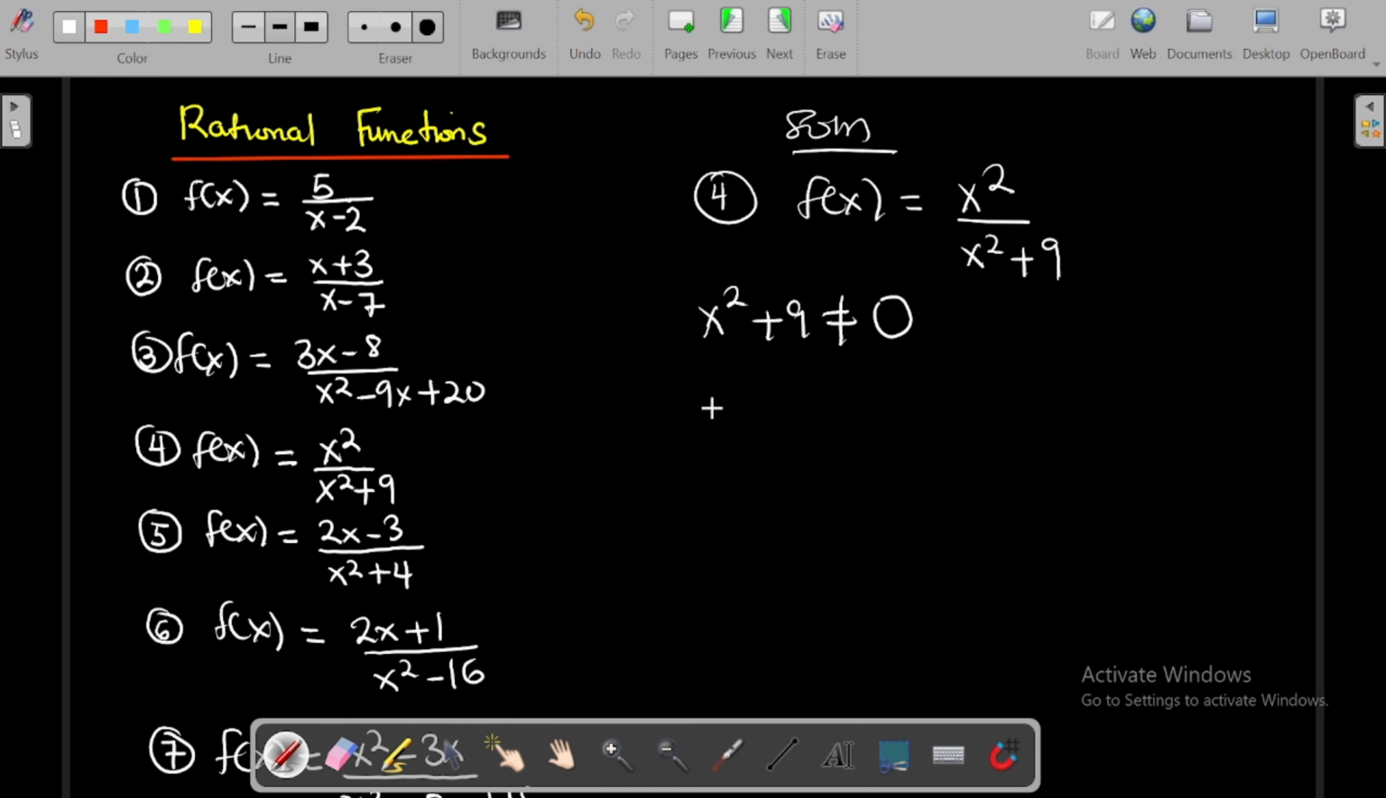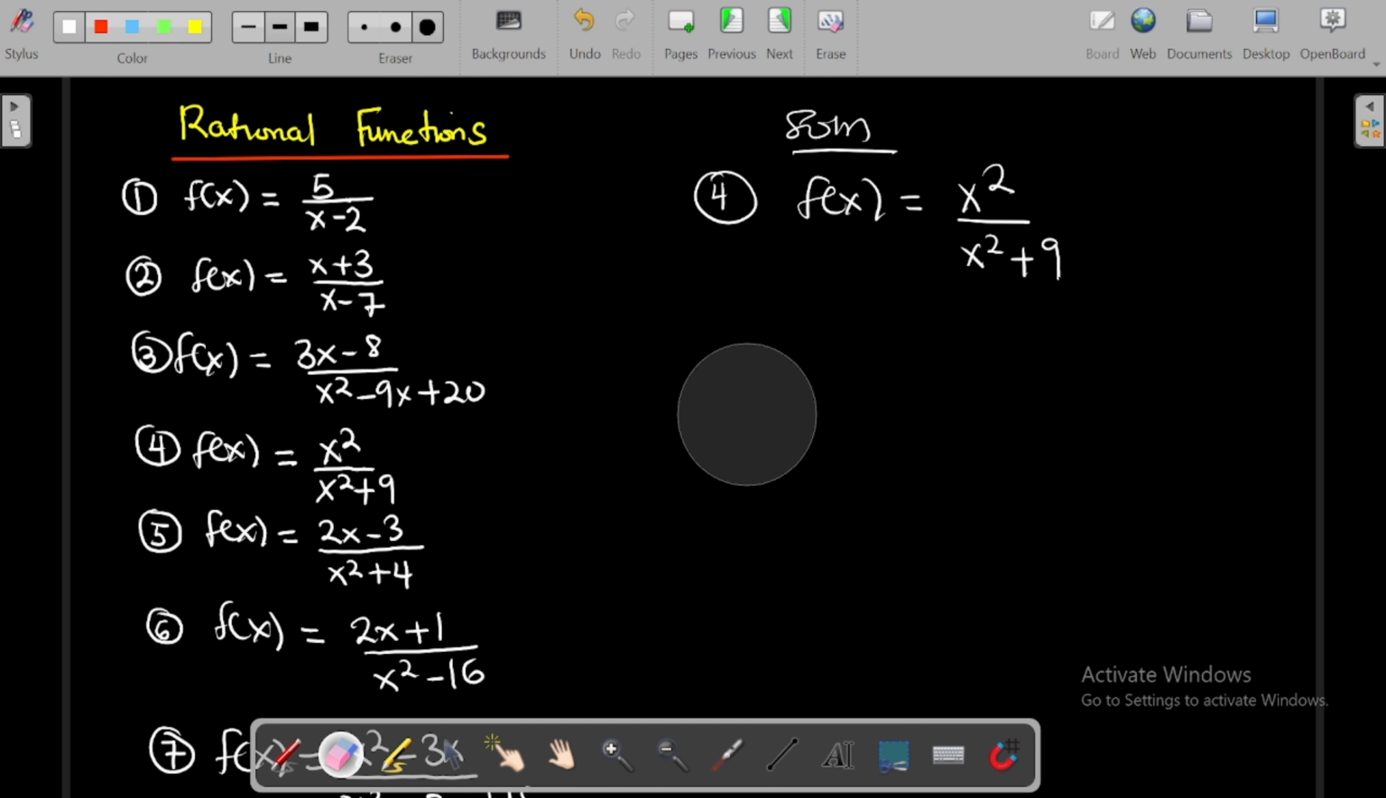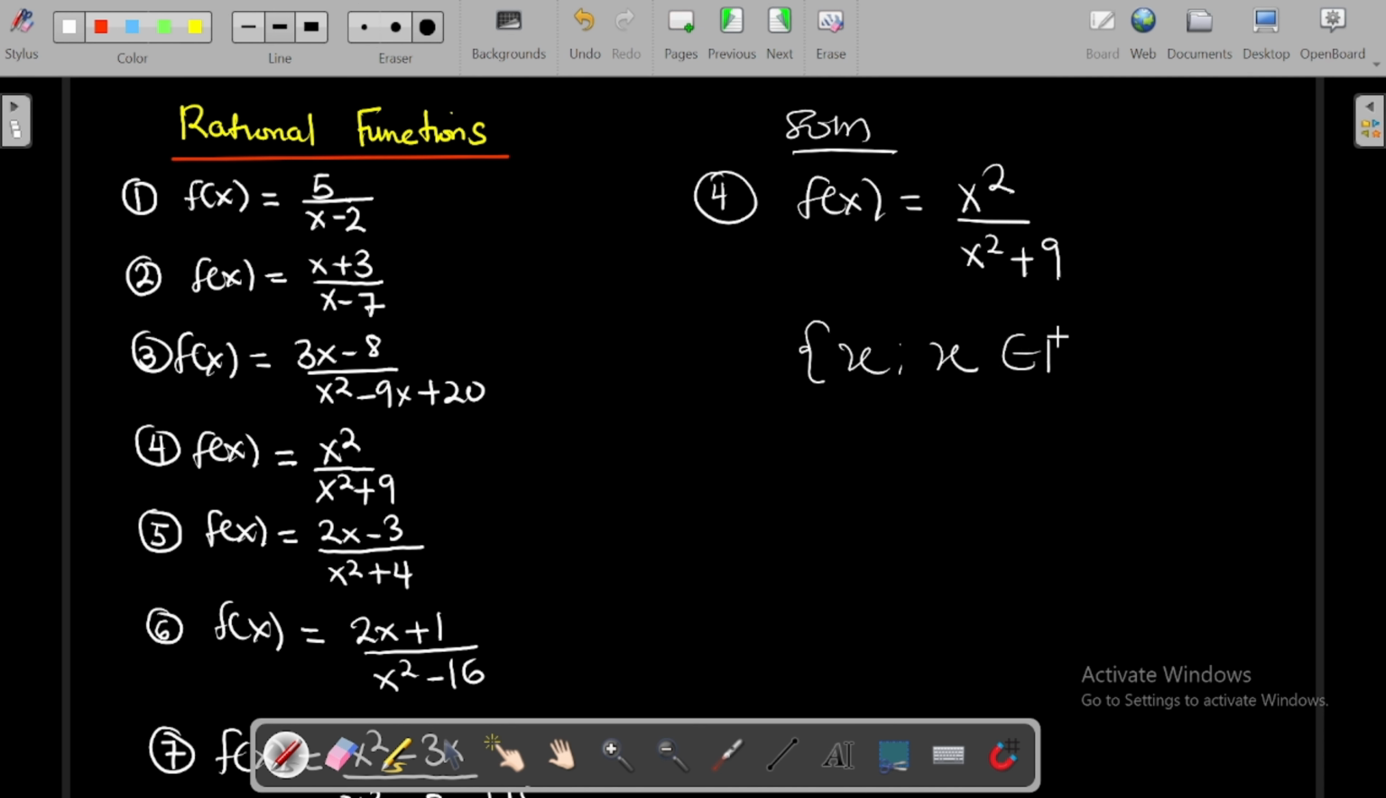For example, if you put -3 here, you get -3 squared is 9, plus 9, which is equal to 18. This is not equal to 0. So it means that for this particular function, the domain is all real numbers, because there is no specific value that when you put into this equation can make this equation undefined, or can make the denominator of this equation equal to 0. So x is such that x is a member of all real numbers.